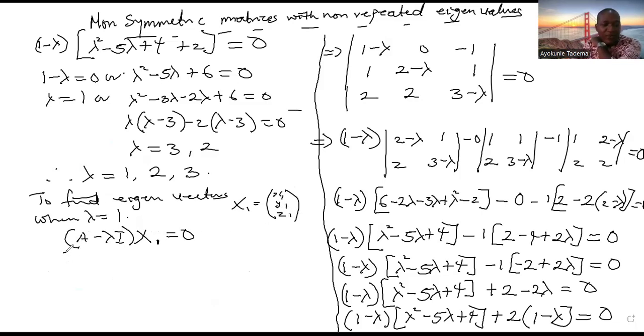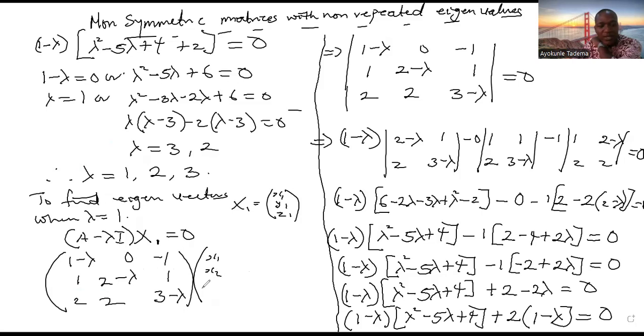Okay? Now, we have an open bracket. What's your matrix A? Matrix A, the other time when we simplify, you can use your matrix. Matrix A minus lambda I will give us: 1 minus lambda, 0, minus 1; 1, 2 minus lambda, 1; 2, 2, 3 minus lambda; multiplied by x1, y1, z1. Everything is equal to 0.